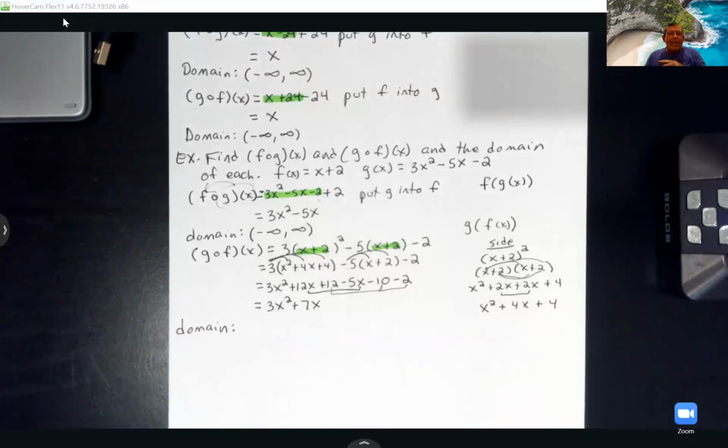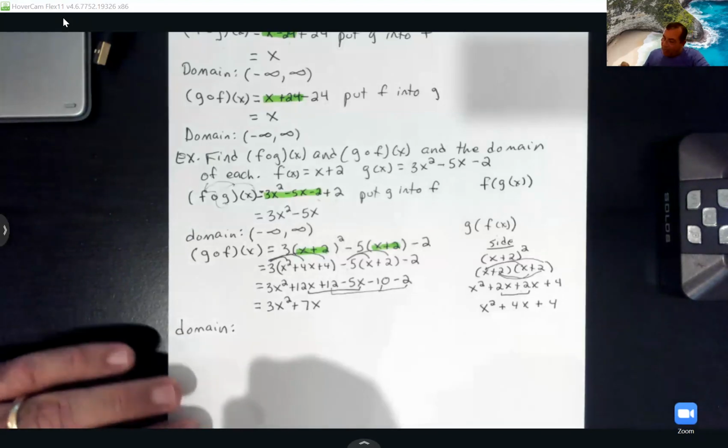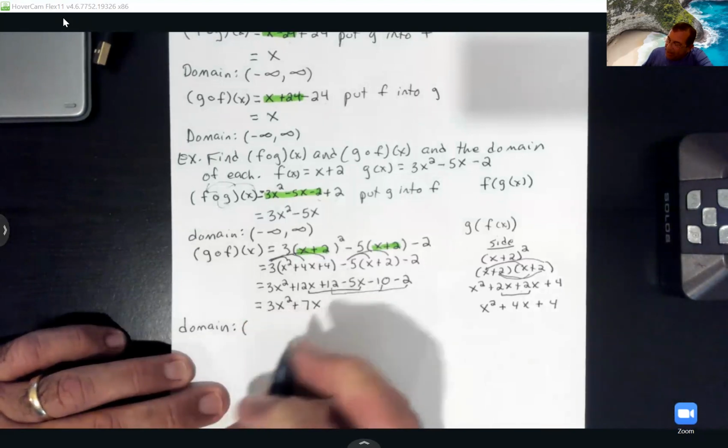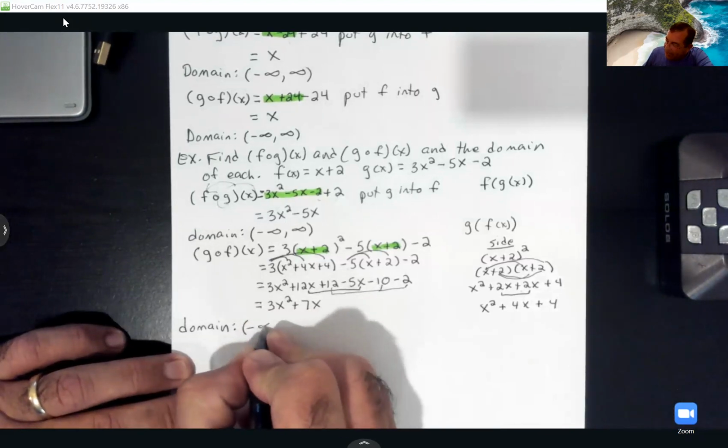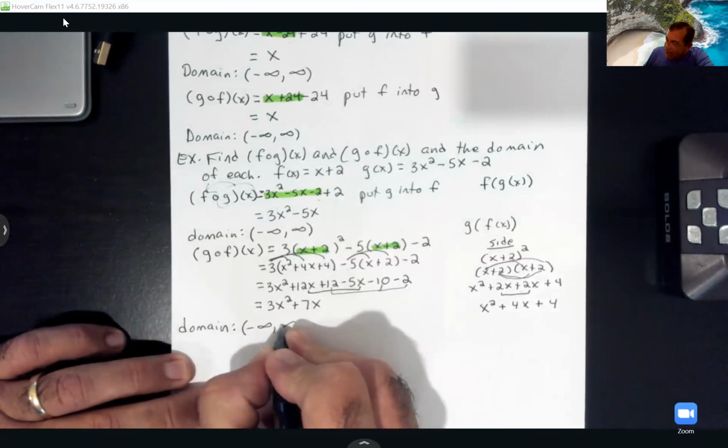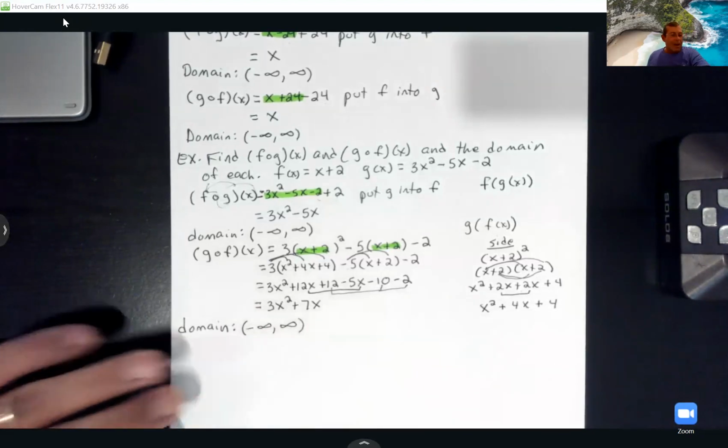And guess what? Any restrictions on this domain? So good job, no restrictions. So that means it goes from negative infinity to a positive infinity.